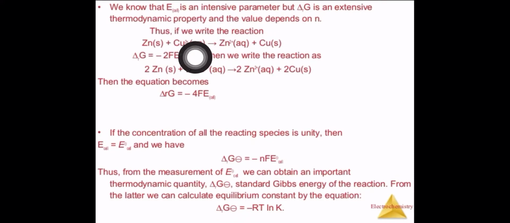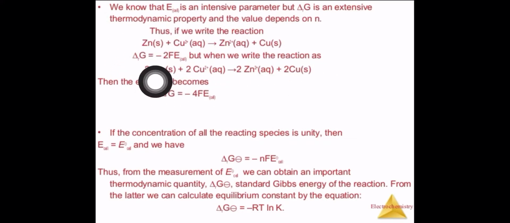Thus, if we write down the equation Zn solid plus Cu2+ aqueous gives Zn2+ aqueous plus Cu solid, then the number of moles depends on n, right? We are writing 2 over here. Why? Because 2 electrons are transferred. So delta rG is equal to minus 2F E cell.